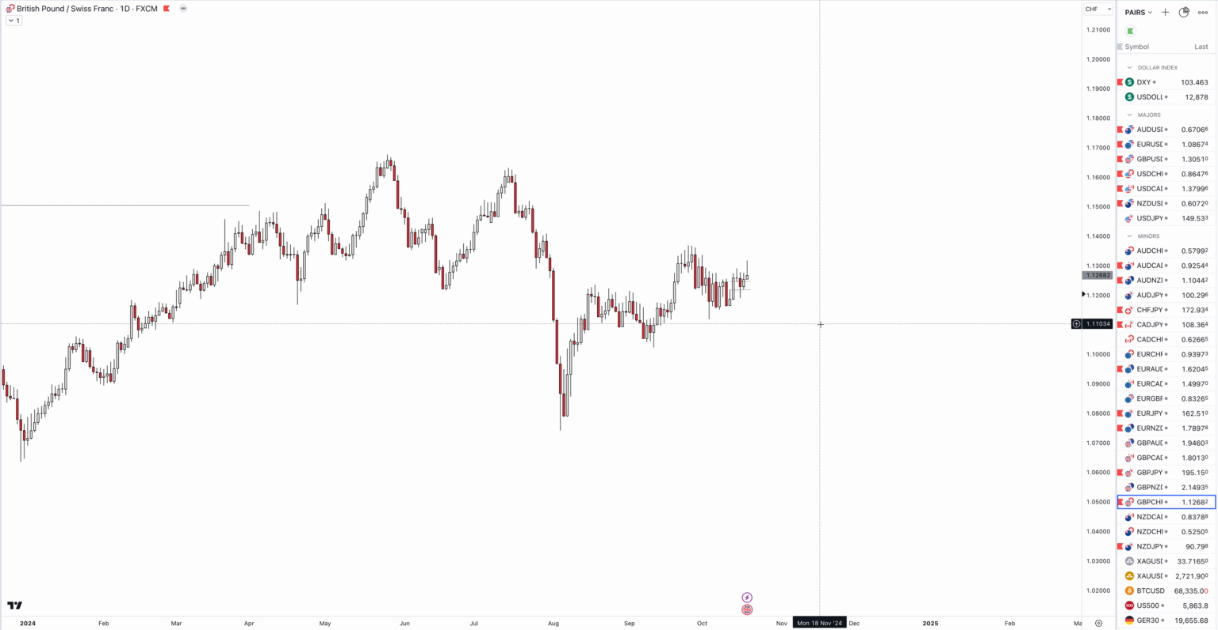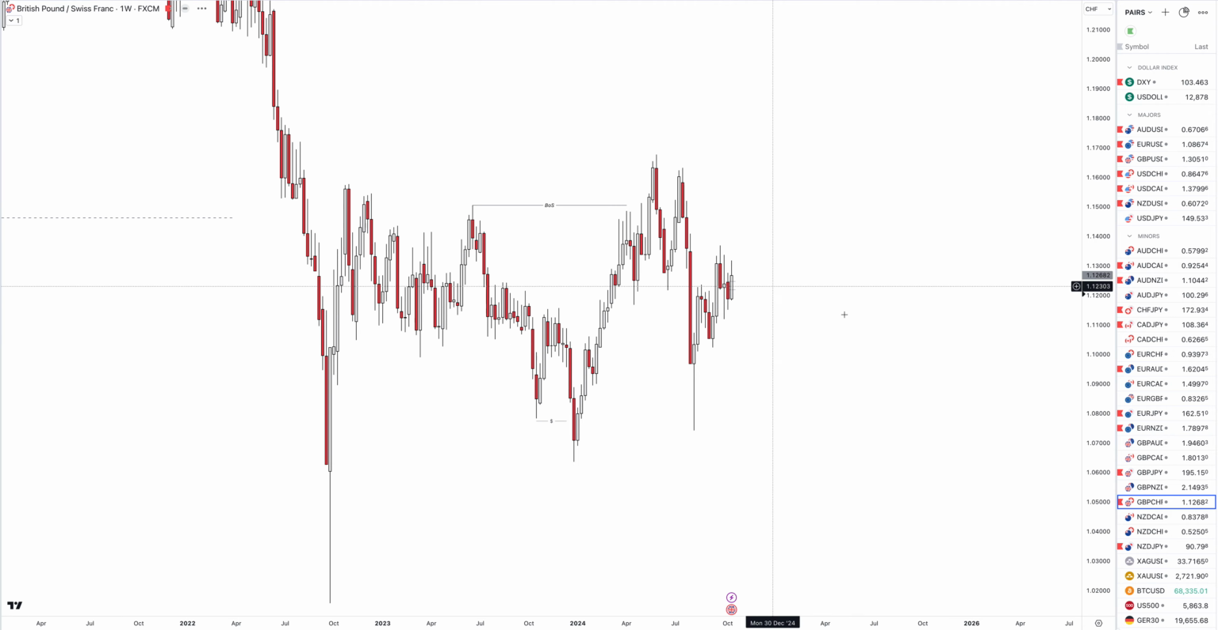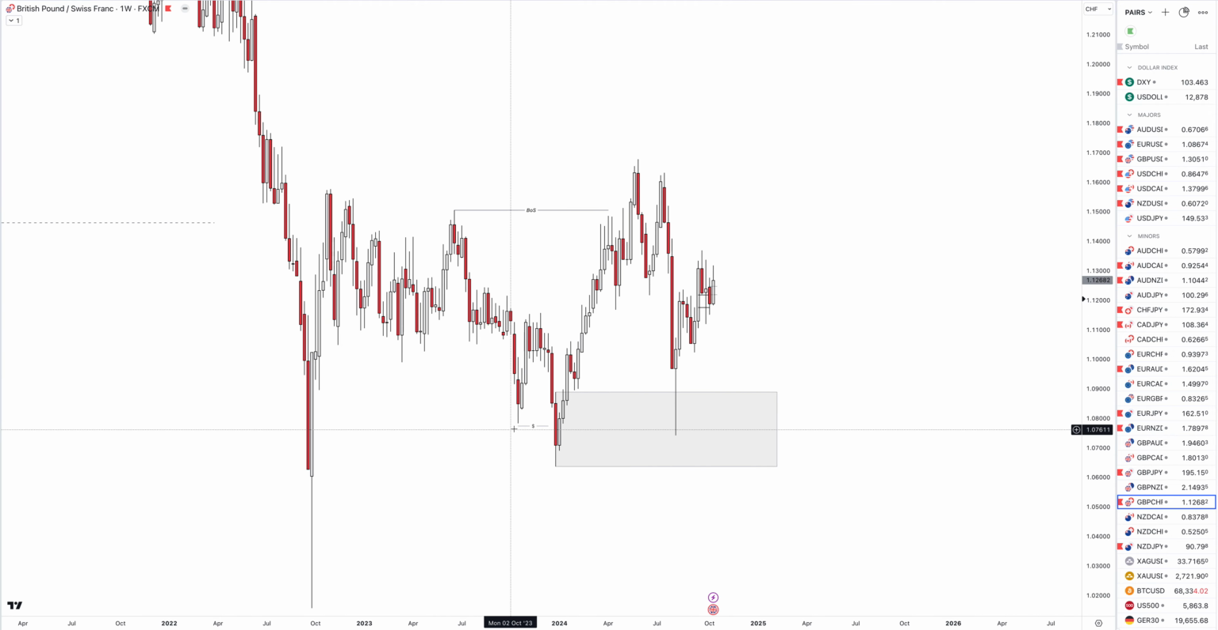We've got GBP Swissy. So on the weekly time frame, let's have a look. We've had a sweep of liquidity. Price went up, breaking structure. We then came down, tapped into this order block over here, sweeping this liquidity over here. And since then, we've just been trending bullish.